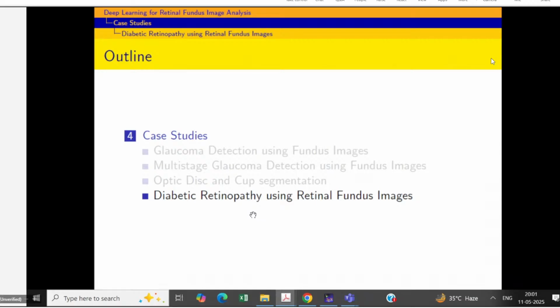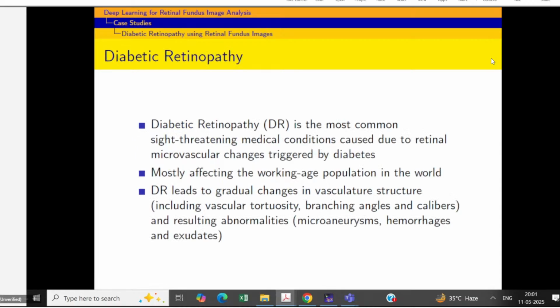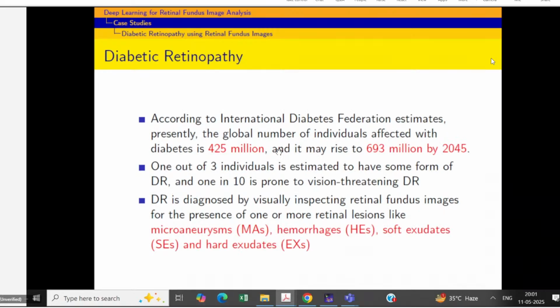Another type of eye disease is diabetic retinopathy, right? It is one of the most common sight-threatening eye conditions, and it is caused by diabetes. And we know how many patients are suffering from diabetes, right? It is really high. It is 425 million, and it may rise to 693 million by 2045, according to International Diabetes Federation estimates. That is a huge number.